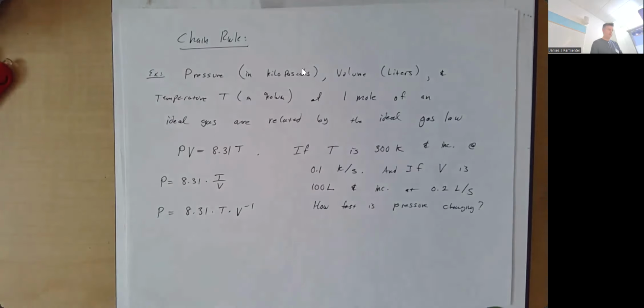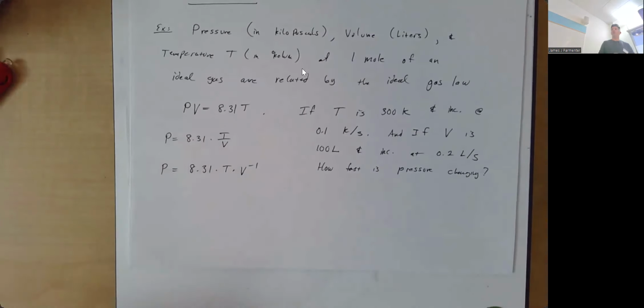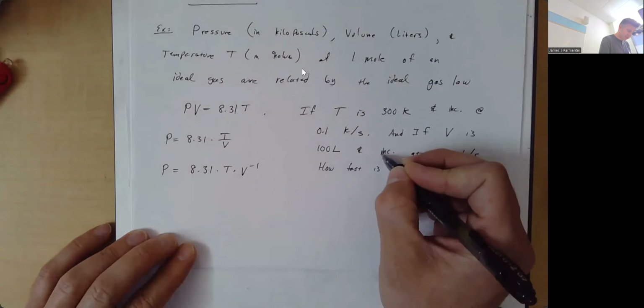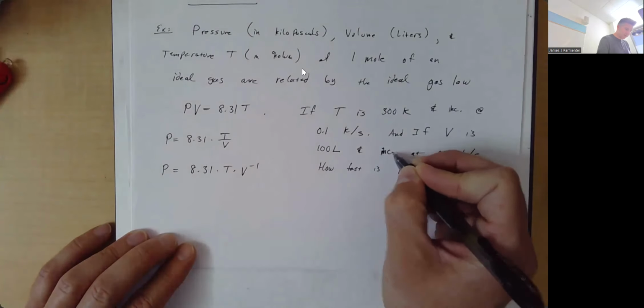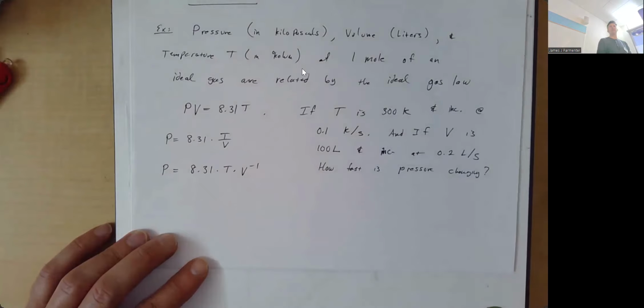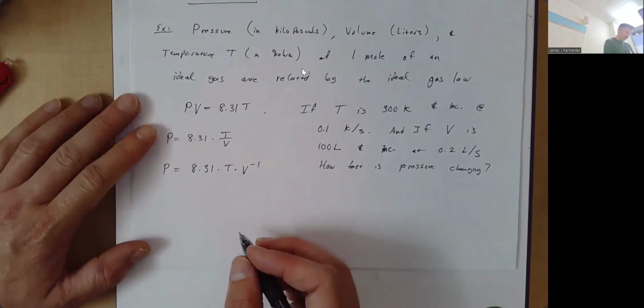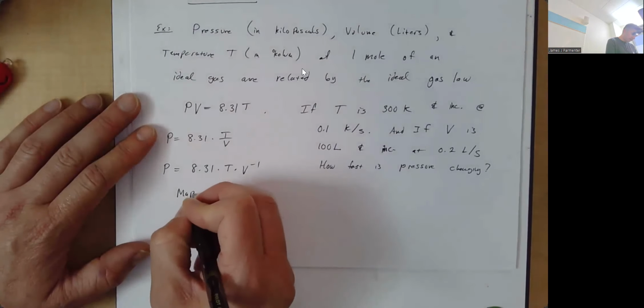So here's the idea. When we're trying to use the chain rule, we're going to draw a mapping of the functional dependencies. It says 100 liters and increasing. I've abbreviated increasing as INC, at 0.2 liters per second. So we're going to draw what's called a mapping of functional dependency.